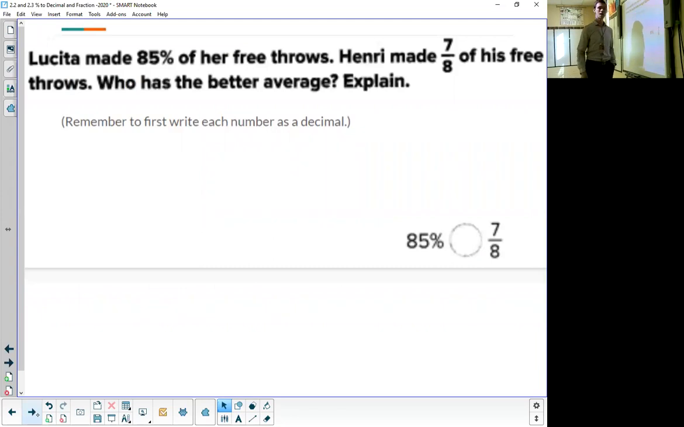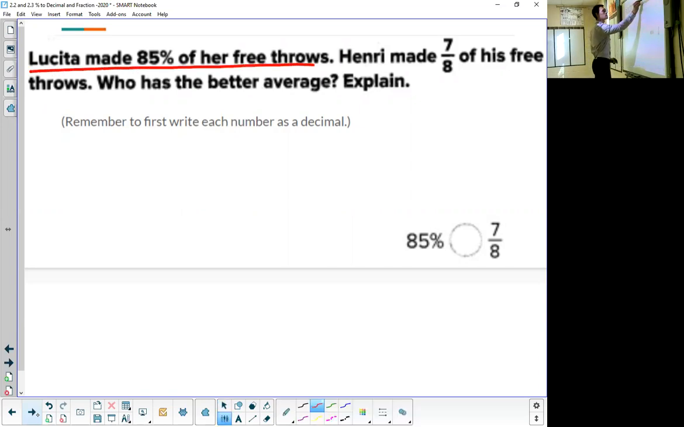Take this, for example: Lucita made 85% of her free throws, and Henry made 7/8 of his free throws. Who has a better average? Well, 7/8 and 85% are different forms, so I say we convert them into decimals.